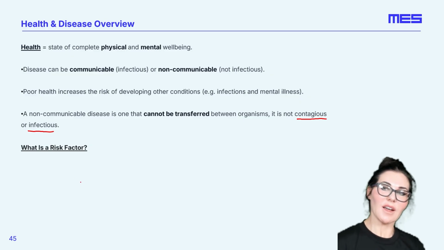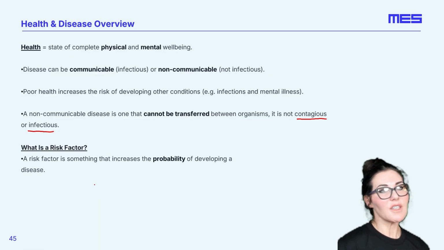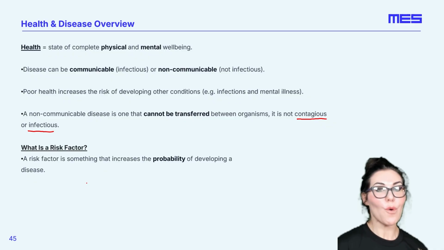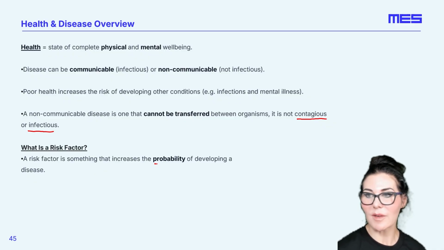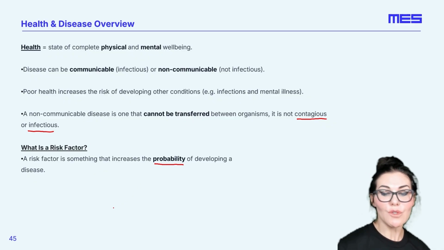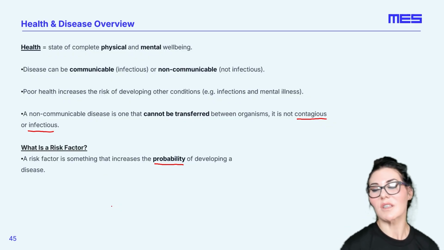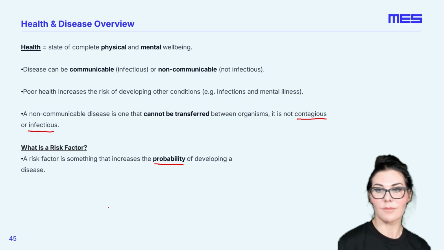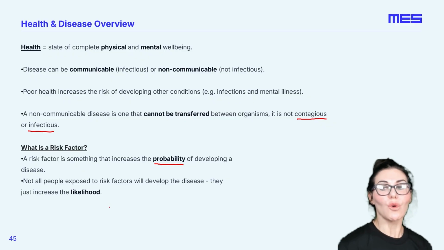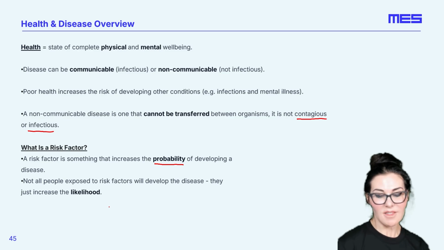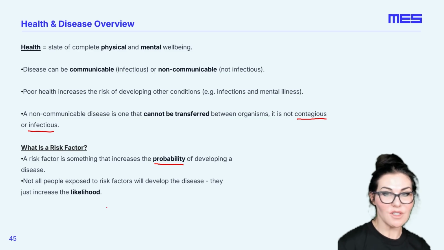What is a risk factor though? A risk factor is something that increases the probability of developing a disease. If you're exposed to a risk factor, it doesn't mean you're going to get that disease. It just means that you're increasing the chance of it happening. Not all people then exposed to risk factors will develop a disease. As I just said, it's to do with increasing the likelihood.